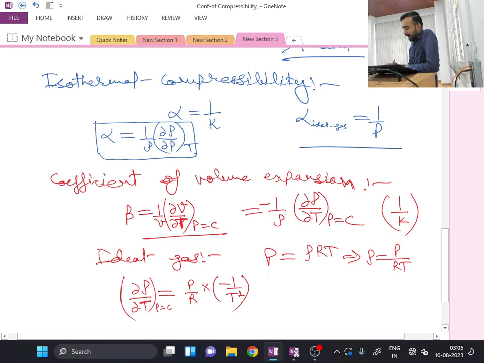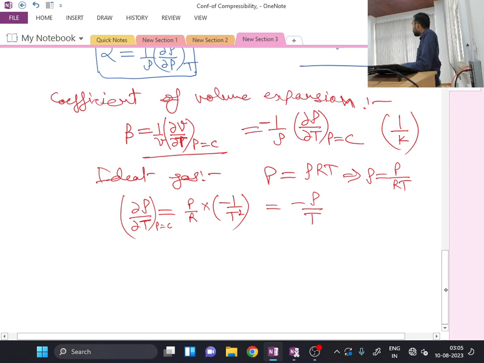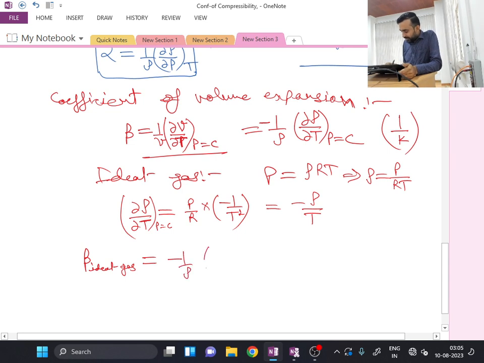So 1 by P becomes rho, so I can write it as minus rho by T. Is this one clear? Can I write it minus rho by T? Okay, so now let's substitute this. So beta for an ideal gas will become minus of 1 by rho times minus of rho by T, which is nothing but equal to 1 by T.